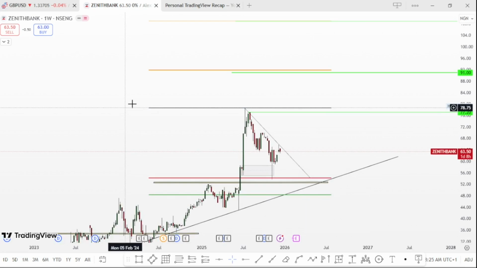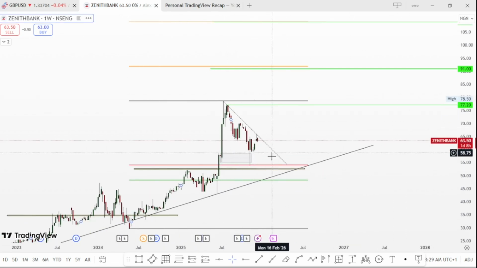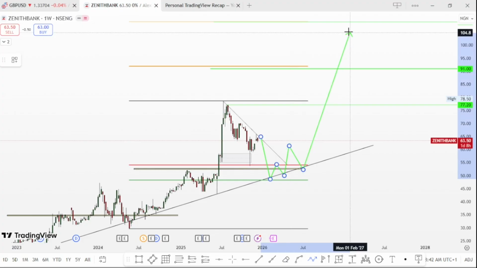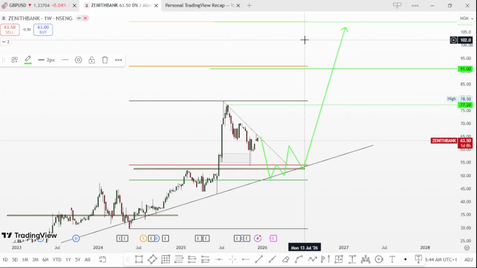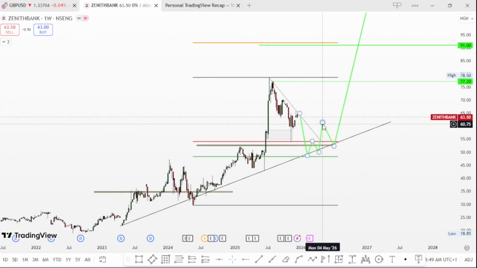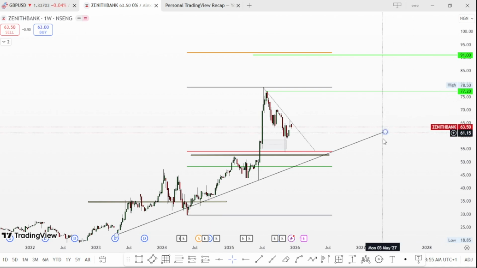Technically spotted. But if price decides to drop further, I'll simply wait for it here, and let it build a solid base before we see a further push to the upside. That's it. So 80% favoring Zenith Bank to the upside, 30% to the downside. That's all, guys.